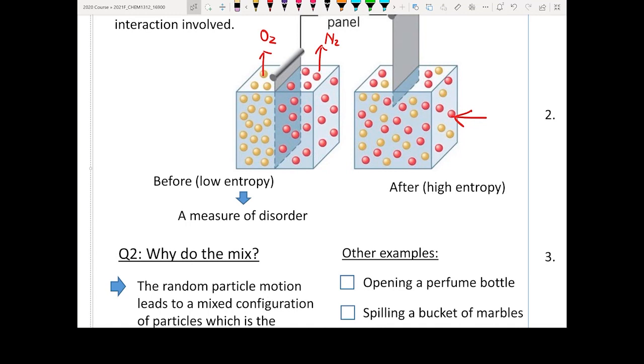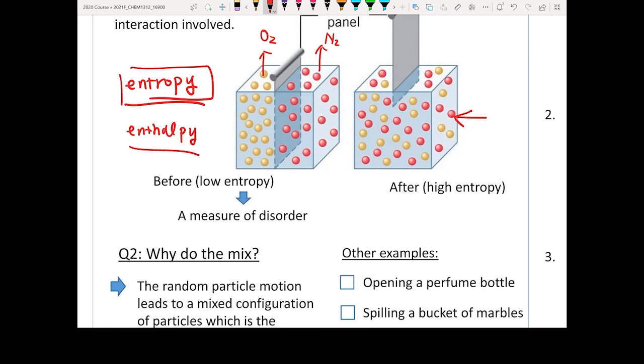Many times you will hear this term called entropy. Does anyone know the definition of entropy? Randomness. There is also another term we are going to go through, called enthalpy. These are two different terms. We are focusing on the entropy now, not the enthalpy.